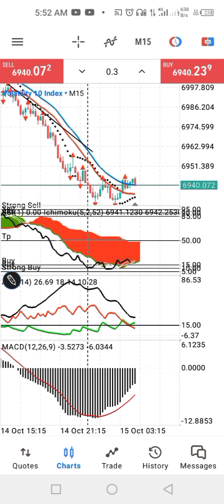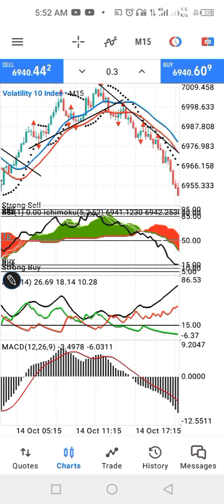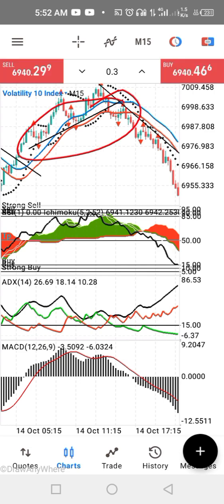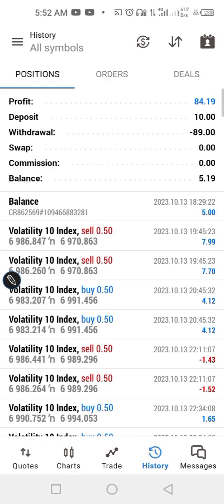Let's check this volatility 10. Now take a look. Can you see what I did here? Look at the trend line that I did here. And I caught this market. I've been milking. Even in my history, if you take a look at my history, okay, now take a look.